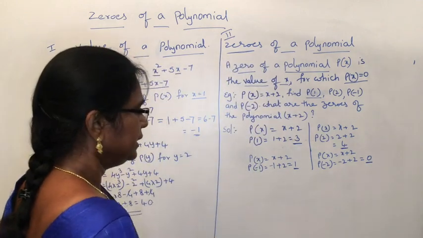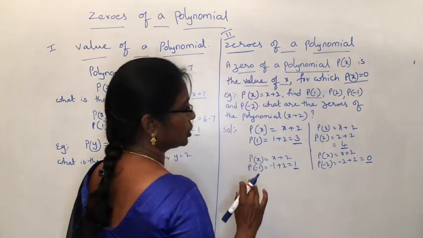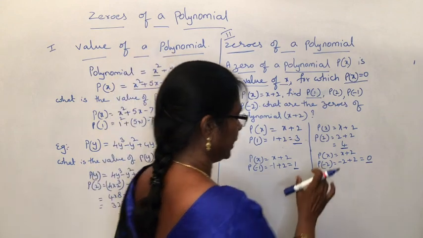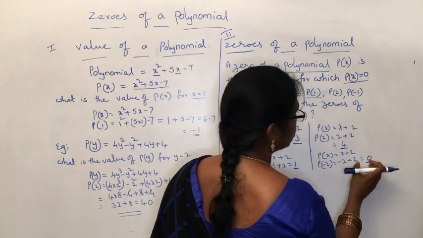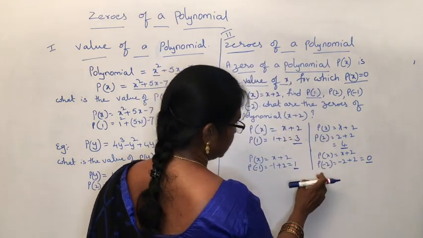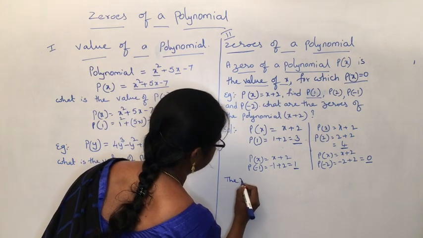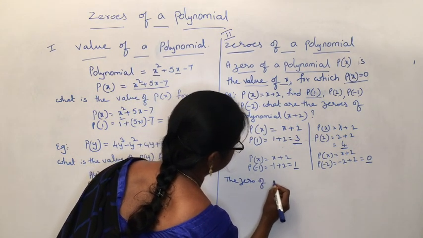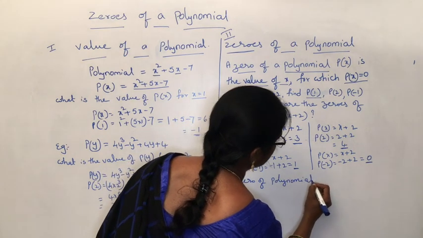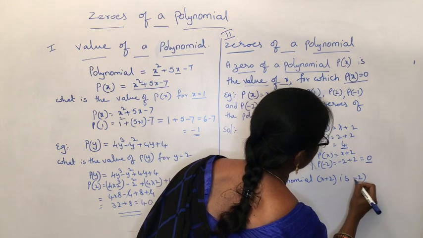That means 1, minus 1 and 2 are not zeros of the polynomial because the value is not equal to 0. But the fourth one, when you substitute minus 2, you got 0. Then we can say the zero of the polynomial x plus 2 is minus 2.